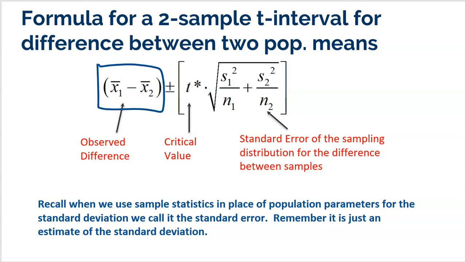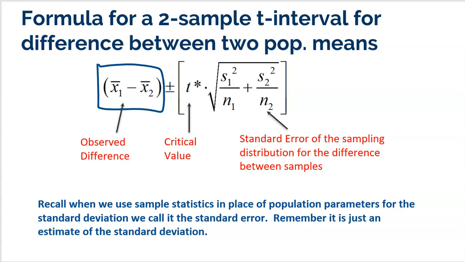Now, we're pretty confident that that difference is really, really close to the true difference. Hence, if we add and subtract, that's where the plus minus comes in, the margin of error, we will capture the true difference somewhere in our interval. All right, so how do we find that margin of error?